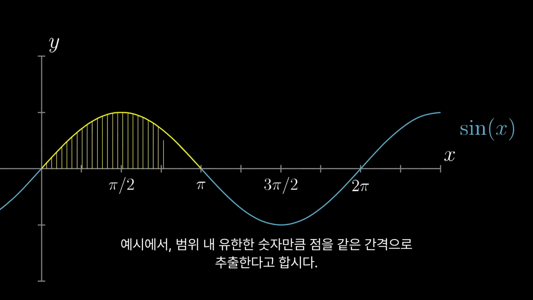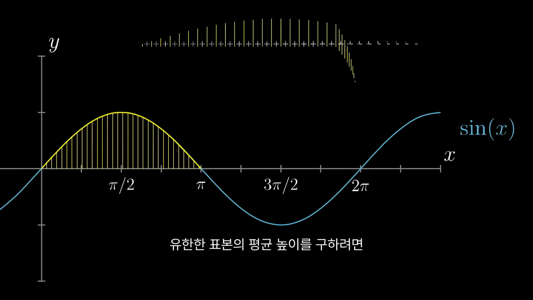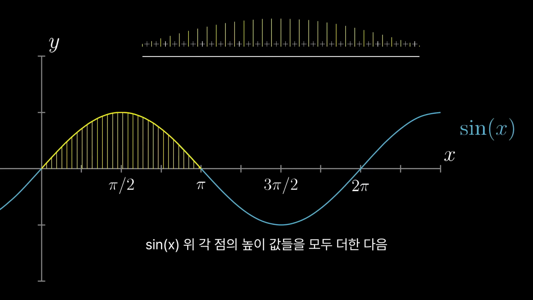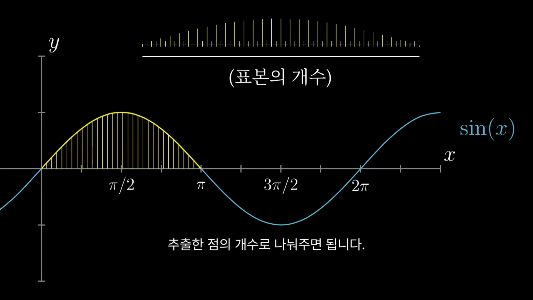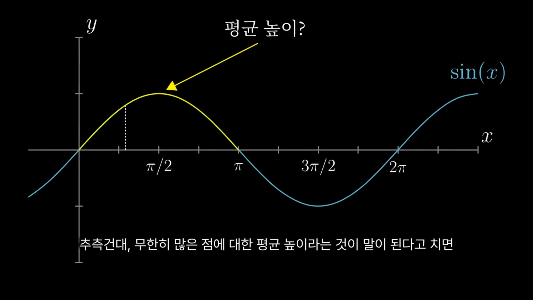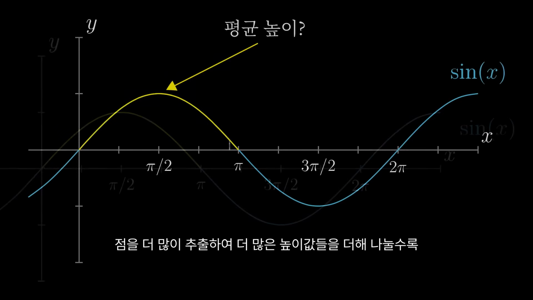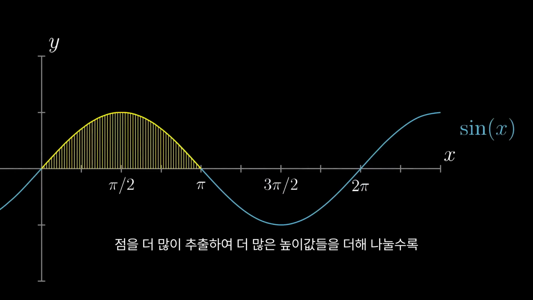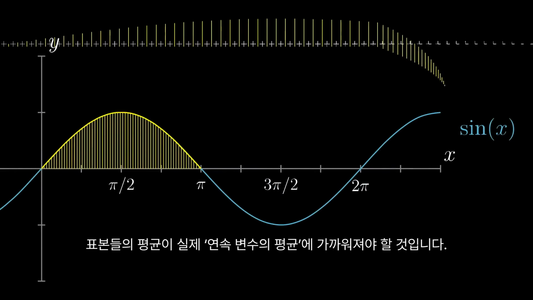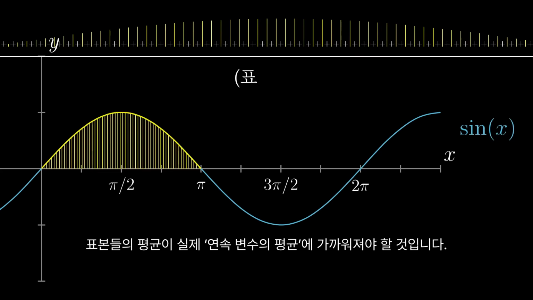In this case, imagine sampling a finite number of points evenly spaced along this range. Since it's a finite sample, you can find the average by just adding up all of the heights, sine of x at each one of these, and then dividing that sum by the number of points that you sampled, right? And presumably, if the idea of an average height among all infinitely many points is going to make any sense at all, the more points we sample, which would involve adding up more and more heights, the closer the average of that sample should be to the actual average of the continuous variable.